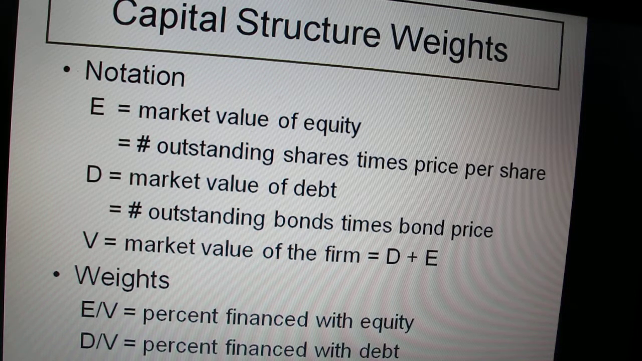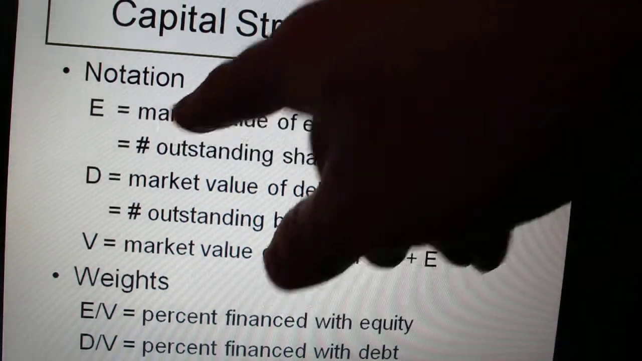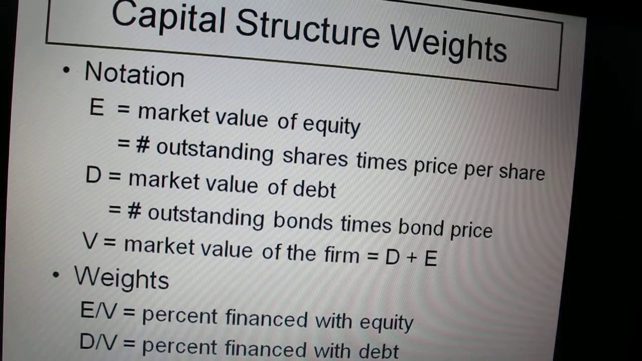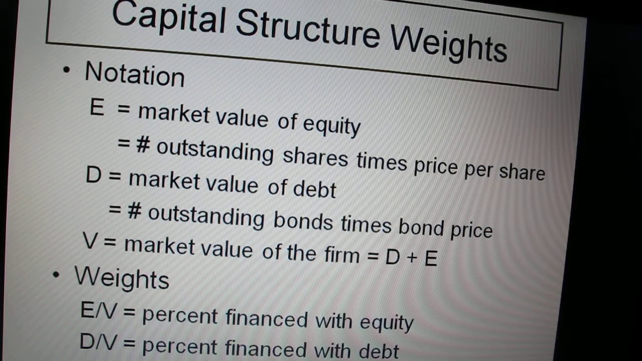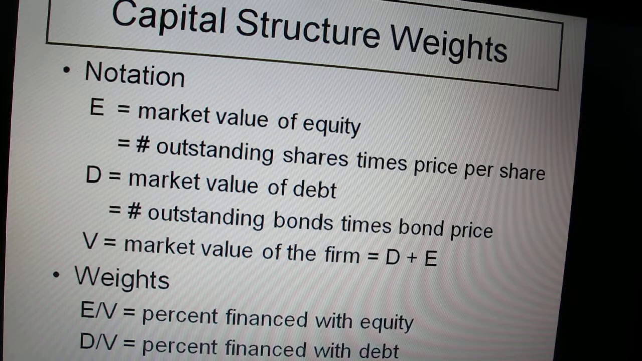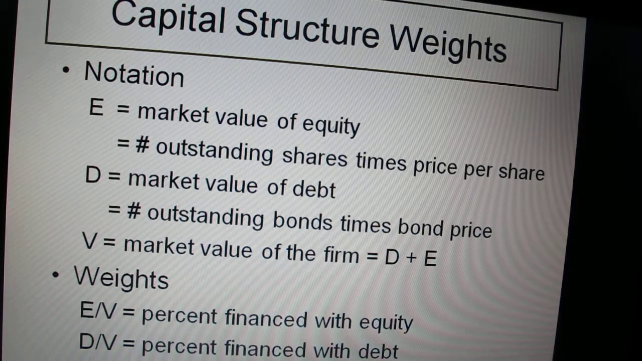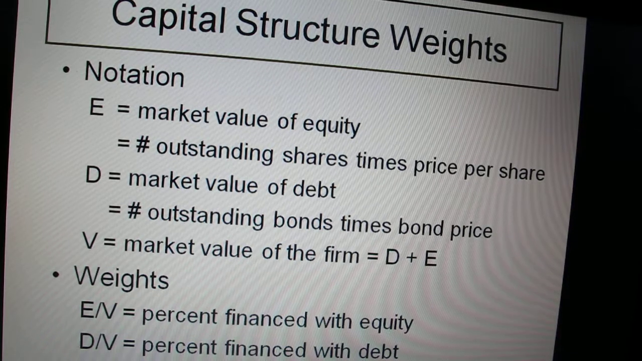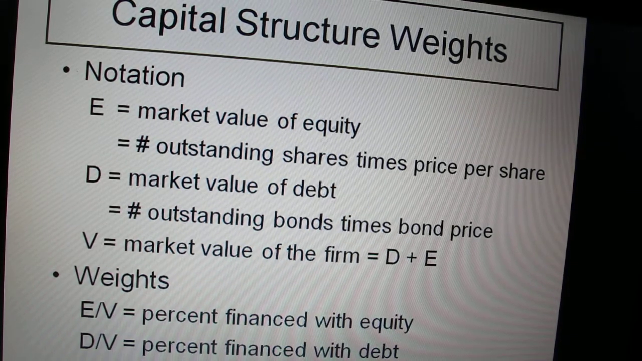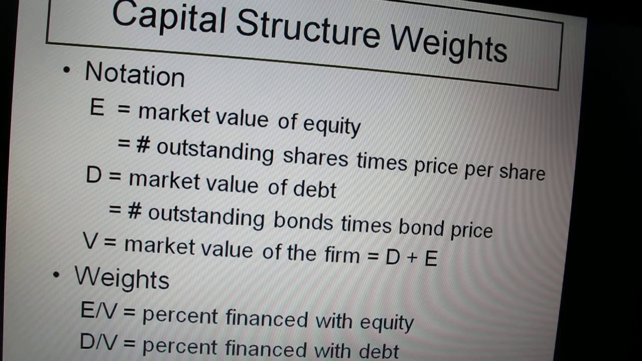As far as capital structure weights, notation is pretty straightforward. This E variable here is going to be your market value of equity, and it's going to be equal to the number of shares outstanding times the price per share. And the D variable here is going to be your market value of debt. That's going to be equal to the number of outstanding bonds times the bond's price. And V is going to be the market value of the firm, which would just be D plus E. The weights will be pretty straightforward in the sense that E divided by V will be the percent financed with equity, and D divided by V will be the percent financed with debt.